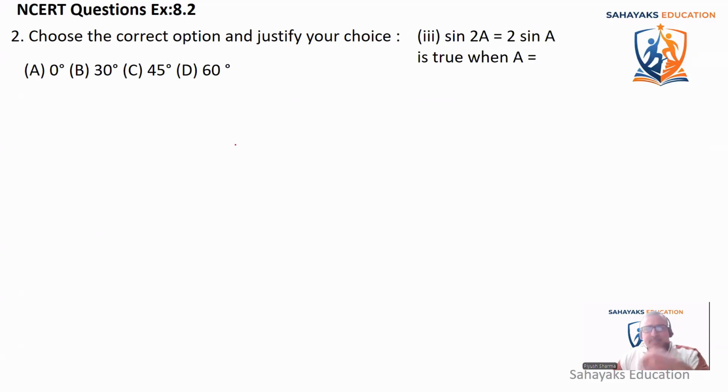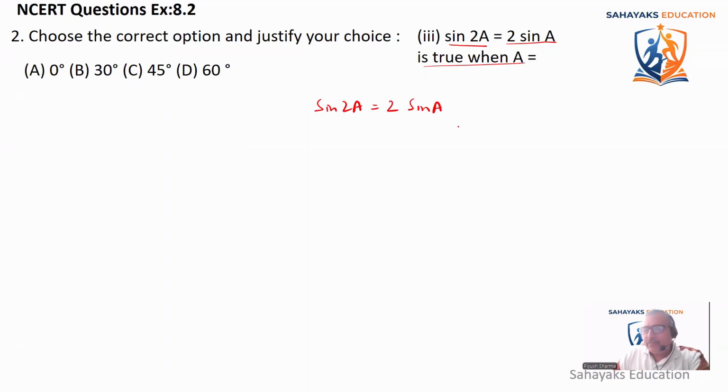Coming to the next one. Again, the same way we'll do it. Sine 2A is equal to 2 sine A. What's the true value of A? So they are saying that sine 2A, when we're talking about the angle, is equal to 2 times sine A. Okay, sine 2A is equal to 2 times sine A.